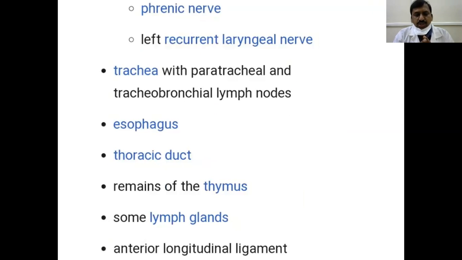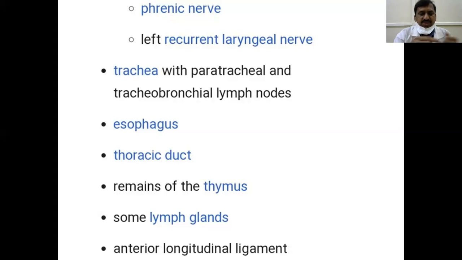Next, coming to the esophagus. The esophagus is also a fibromuscular tube, also called the food pipe. It also starts at the C6 level and ends in the abdomen. Madam will discuss the esophagus in detail in the next class.